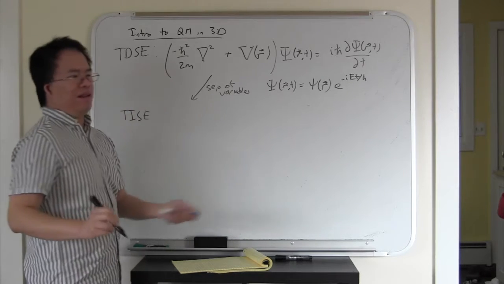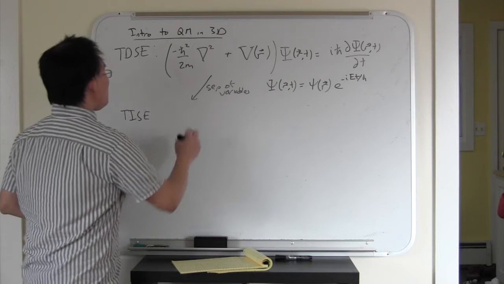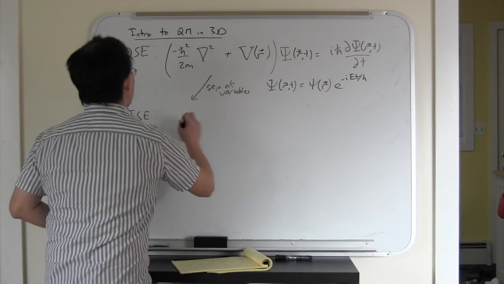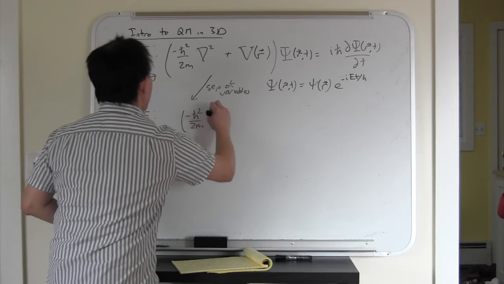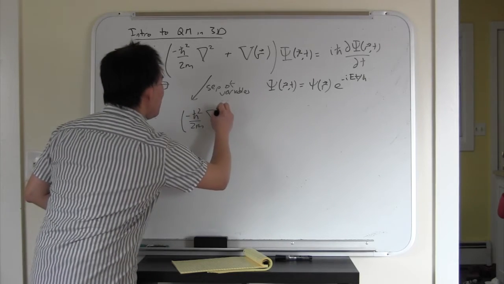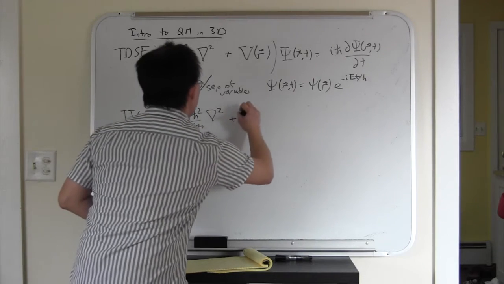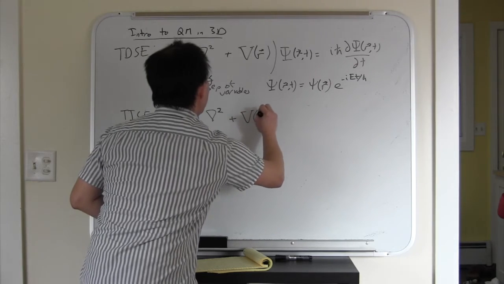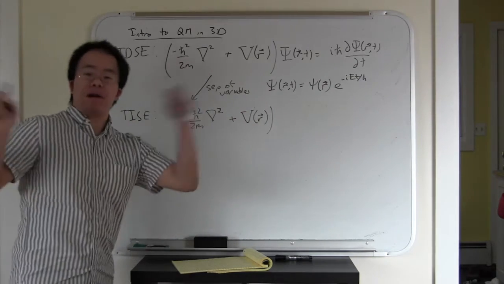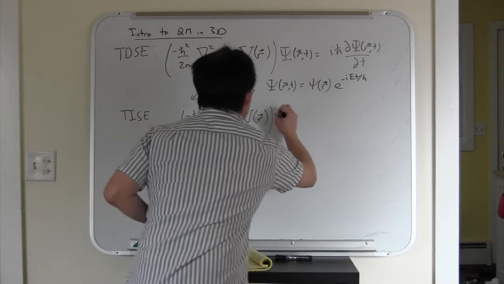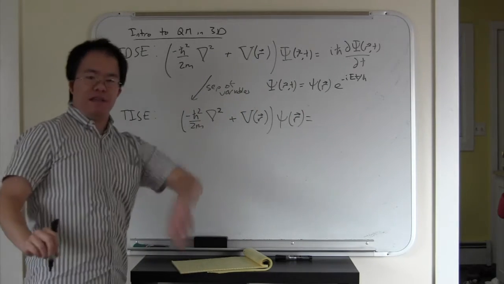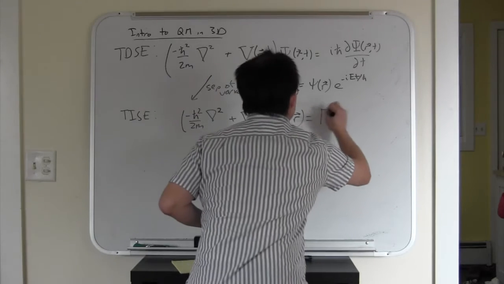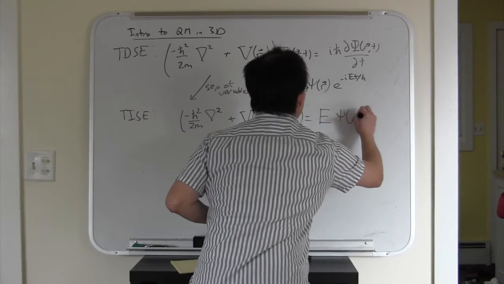the time-independent Schrödinger equation, which is now the energy eigenvalue equation. So that turns into minus h bar squared over 2m Laplacian plus potential energy, acting now on our position-dependent lowercase psi of r, equaling the energy eigenvalue E times psi of r.